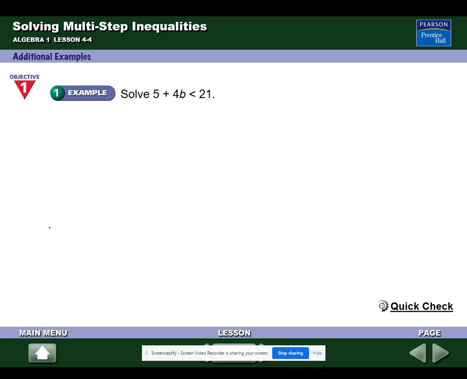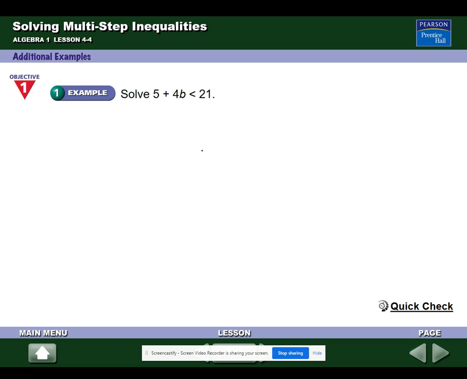Okay, so the rule remains the same as yesterday and throughout Chapter 3. You do exactly what you did with equations. You're going to ask yourself what's happening to the variable, undo things in reverse order, but anytime you multiply or divide by a negative number, the inequality switches. Okay, so here we go. We just got 5 examples to power through here.